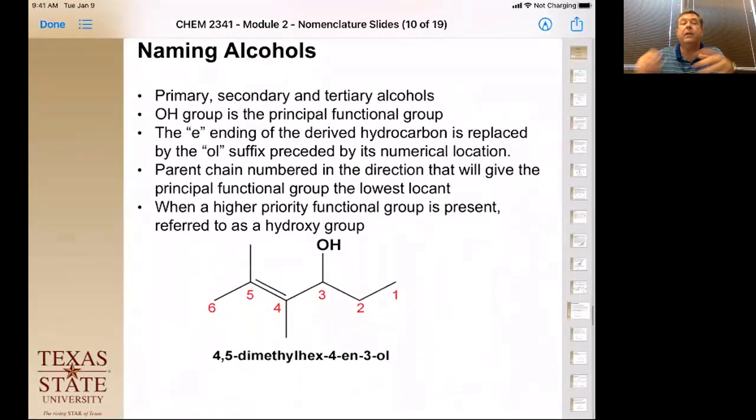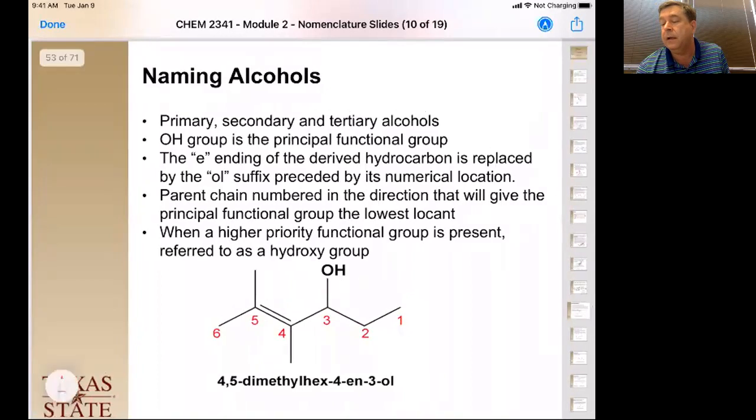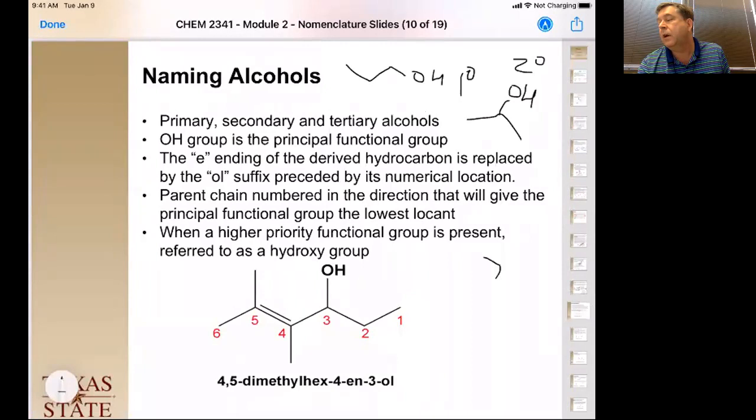So when we look at alcohols, we also have the same priority system we had with the alkenes and the alkyl halides, where an OH on a primary carbon is a primary alcohol. An OH on a secondary carbon is a secondary alcohol. And an OH on a tertiary carbon is a tertiary alcohol. Okay. So knowing what your primary, secondary, and tertiary carbons are is very important.